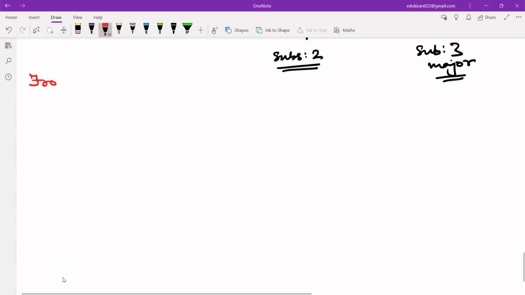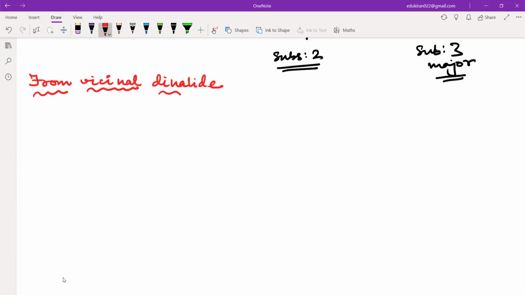From vicinal dihalide. Have you heard of this word vicinity? No. So let me tell you. Vicinal is derived from vicinity. Vicinity means in the neighborhood, near.